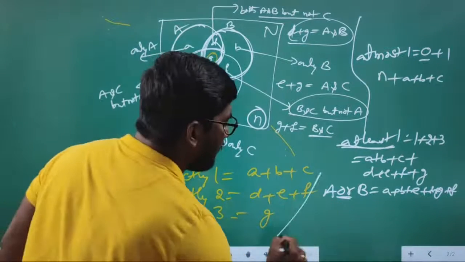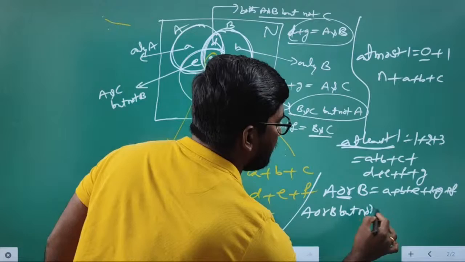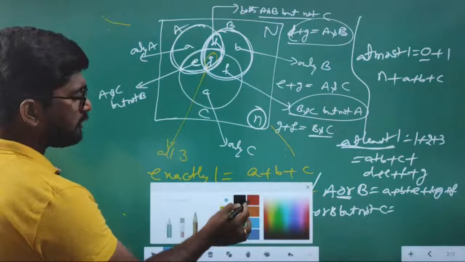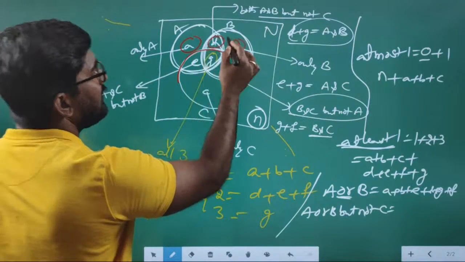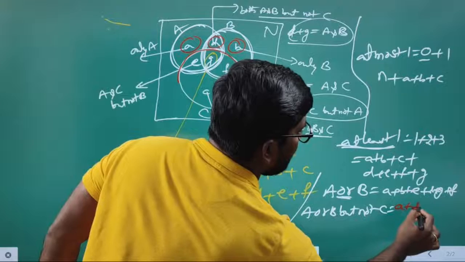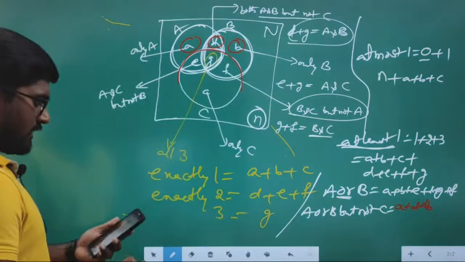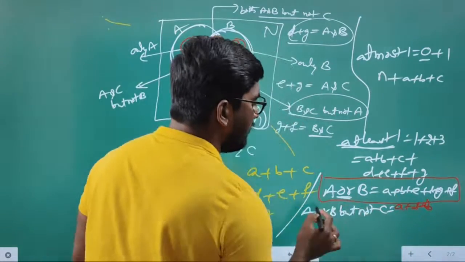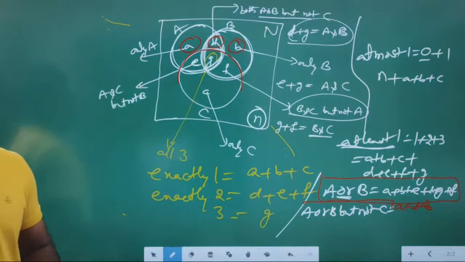If I say A or B but not C, what do you mean by but not C? I have to exclude C. So if I exclude C, then the leftover is A, D, B. So that is A plus D plus B. So if you see, these are very sensitive, there is a lot of difference between A or B and A or B but not C. So accordingly, you need to pick up.